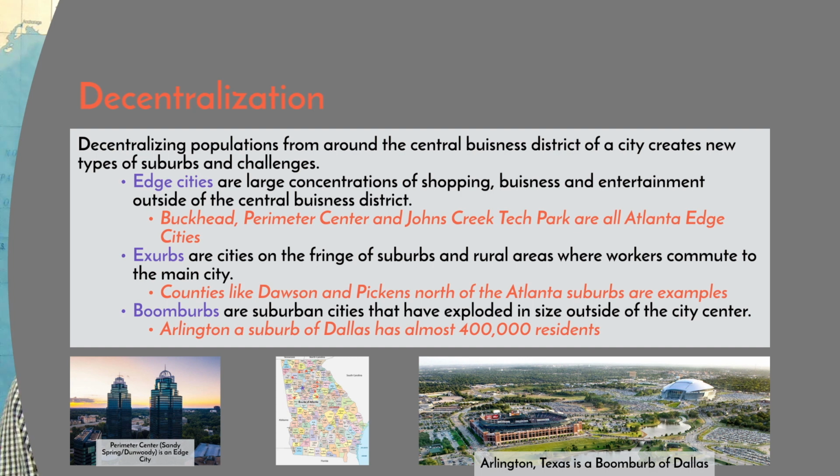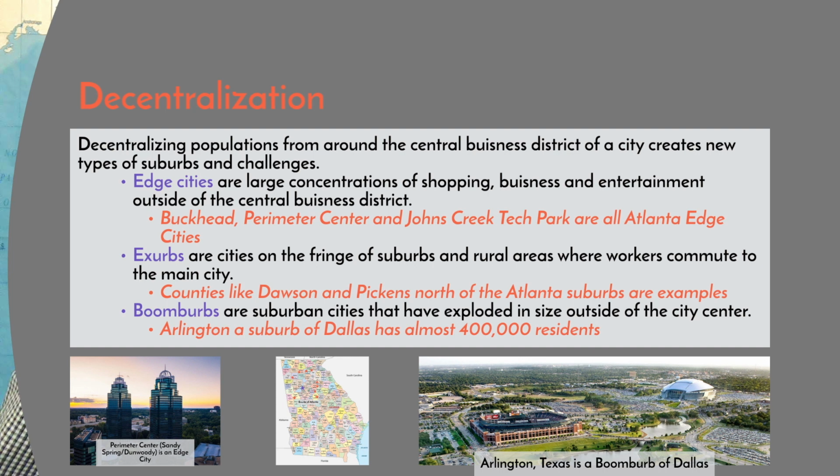So if we're thinking of Atlanta and we're looking at the central business district as the area around downtown and midtown where Centennial Park and a lot of the big office buildings are, these edge cities that have moved out are things like Buckhead, Perimeter Center by Perimeter Mall, where the King and Queen building are, Johns Creek Tech Park, are all examples of edge cities.